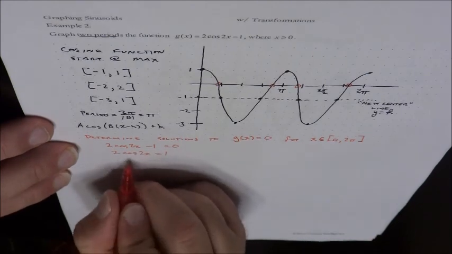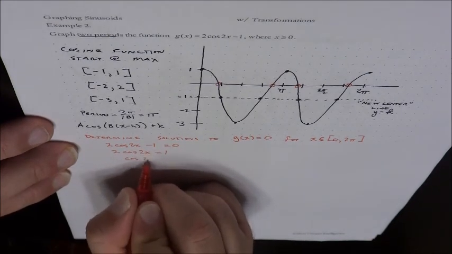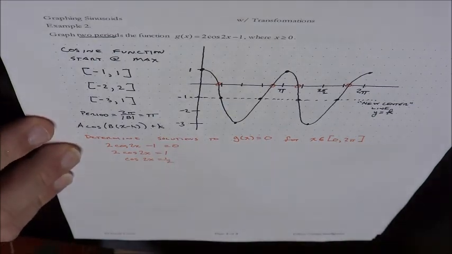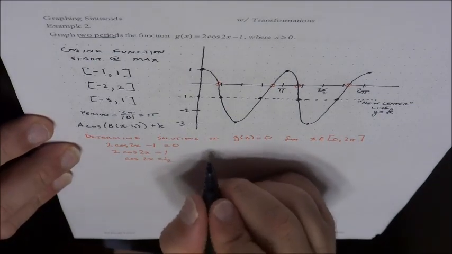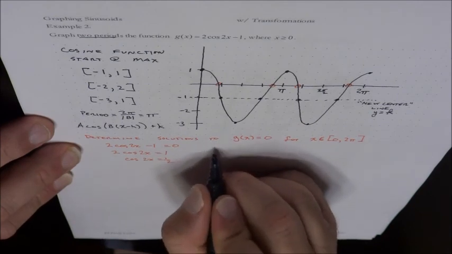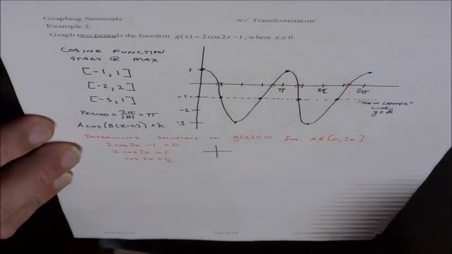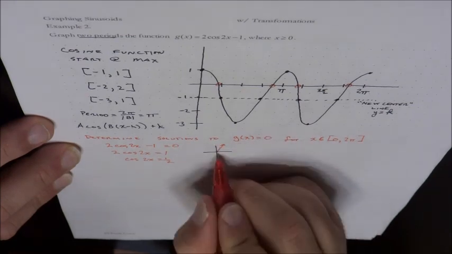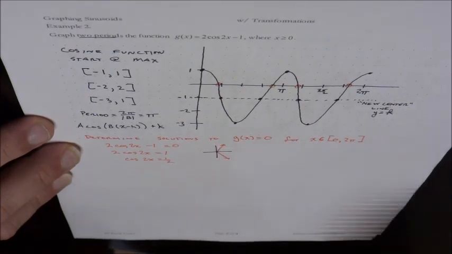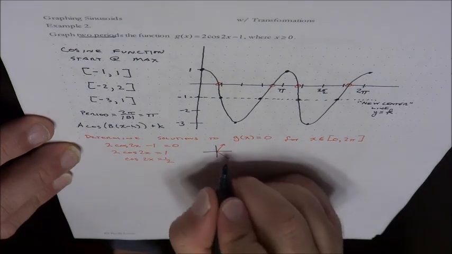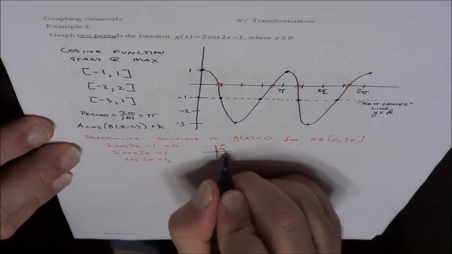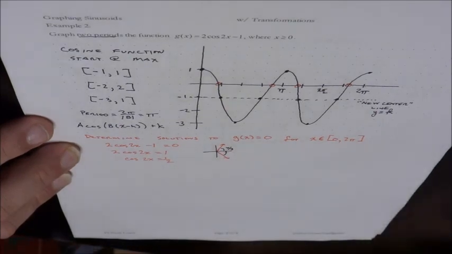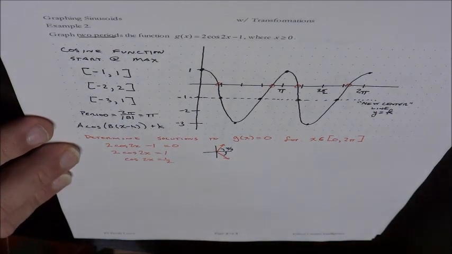Divide both sides by 2. That's going to leave us with cosine of 2x is equal to 1/2. At this point, I find it useful to consider my quadrants. I know that my cosine is positive in the first quadrant and in the fourth quadrant. I know that I have this symmetry, and I know that my reference angle happens to be pi over 3.